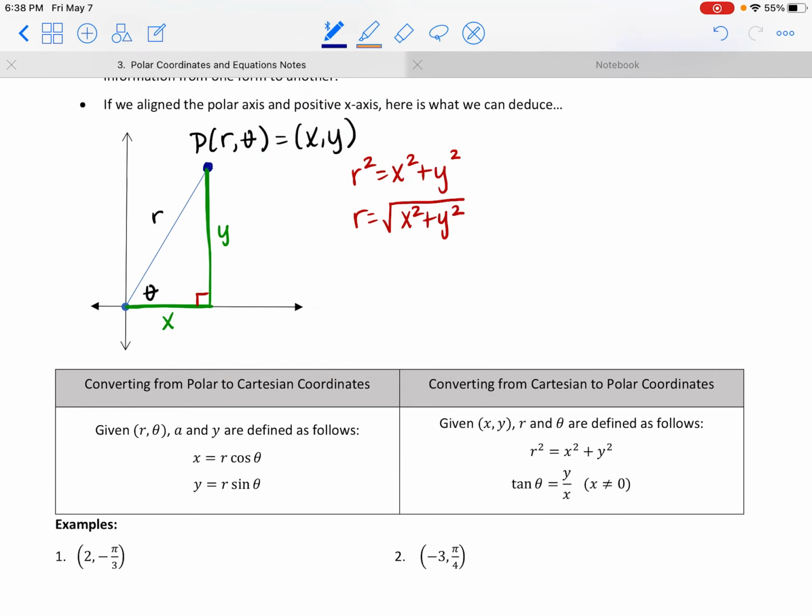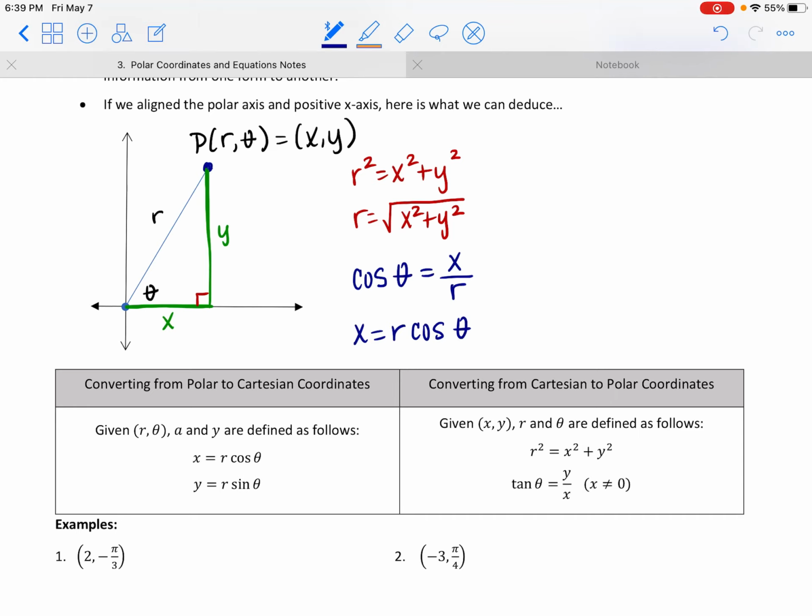Another, we know how to write ratios using sine, cosine, and tangent. So in this particular case, we could say that the cosine of our angle theta is equal to the adjacent side over the hypotenuse. And so if we wanted to solve for x, in the same way the last one we solved for r, we would multiply both sides by r. So we could say x is r times the cosine of theta.